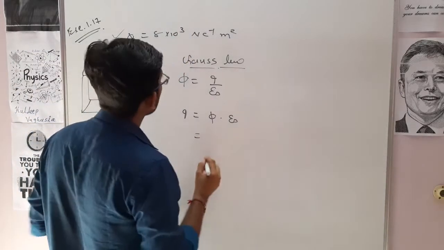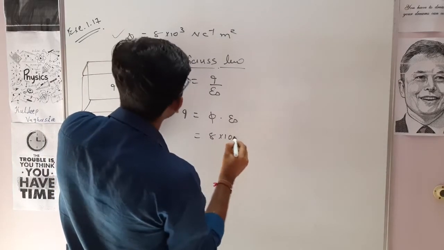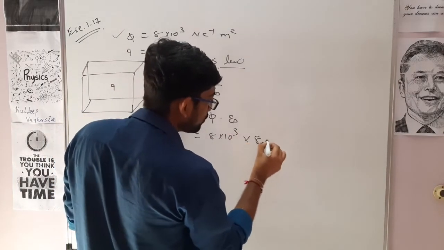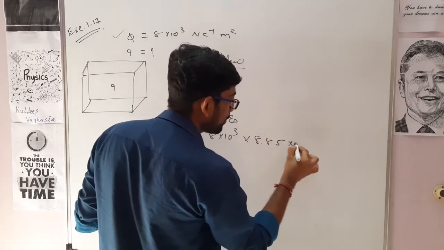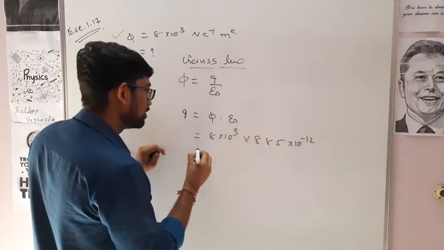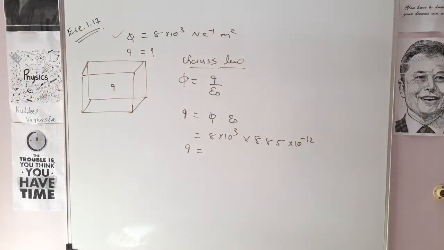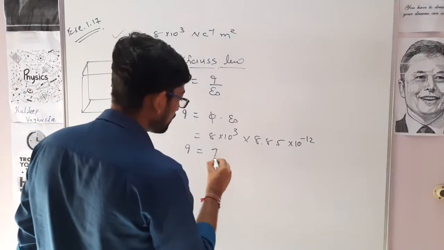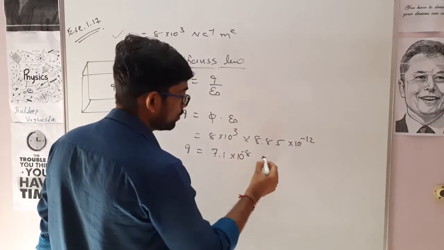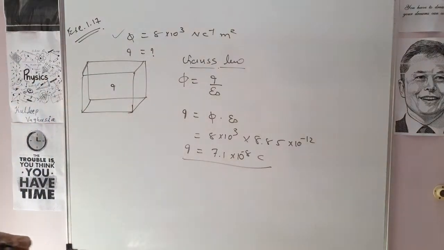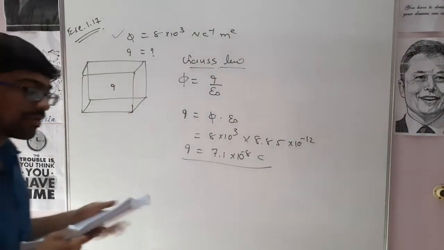See, flux is 8 into 10 to the power 3 and this is epsilon naught, 8.85 into 10 to the power minus 12. Solved it. This is your answer of charge. Done. Very simple. And that answer is nothing but 7.1 into 10 to the power minus 8 coulomb charge. Okay. So next question in this, another question is there.